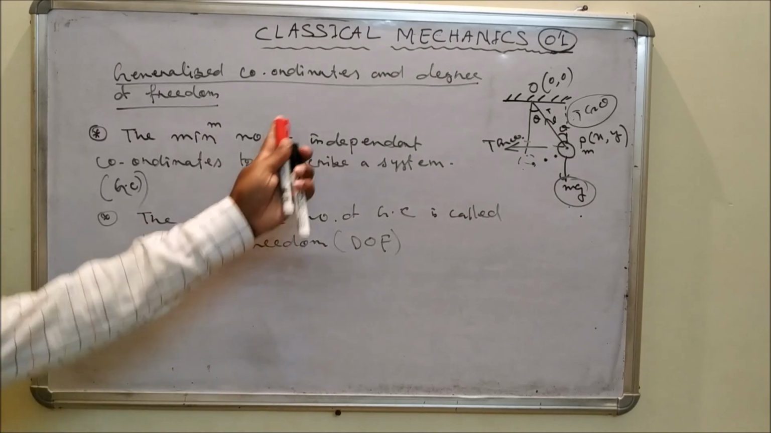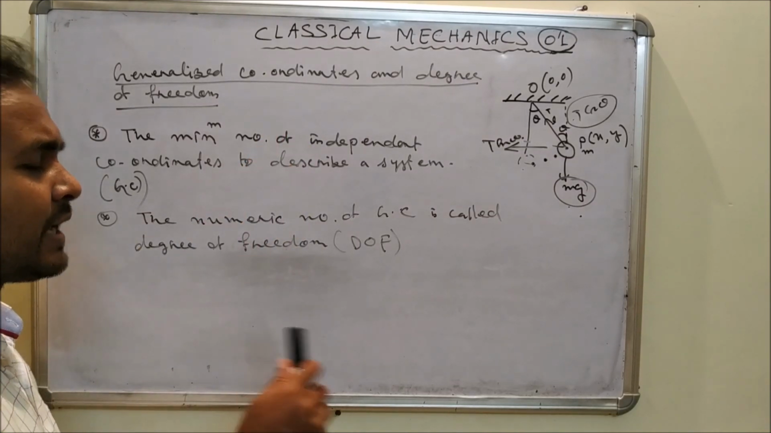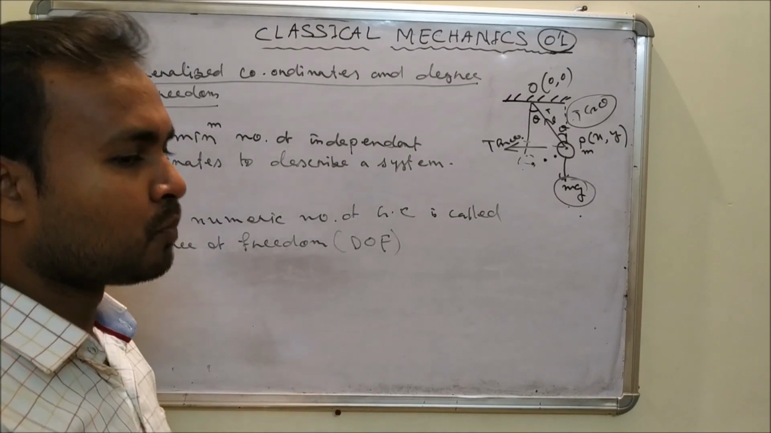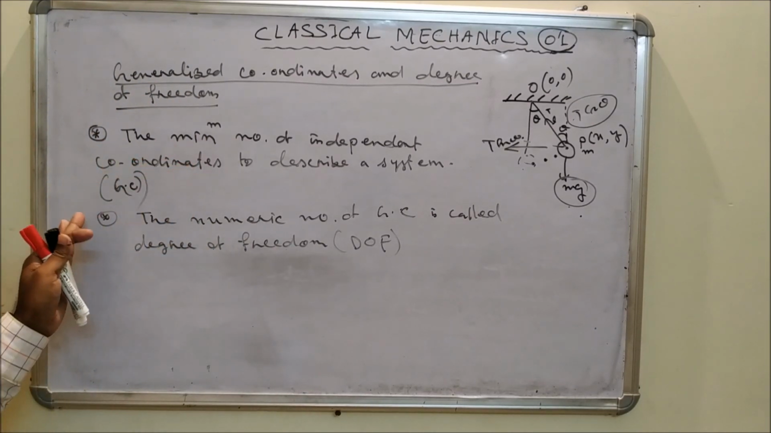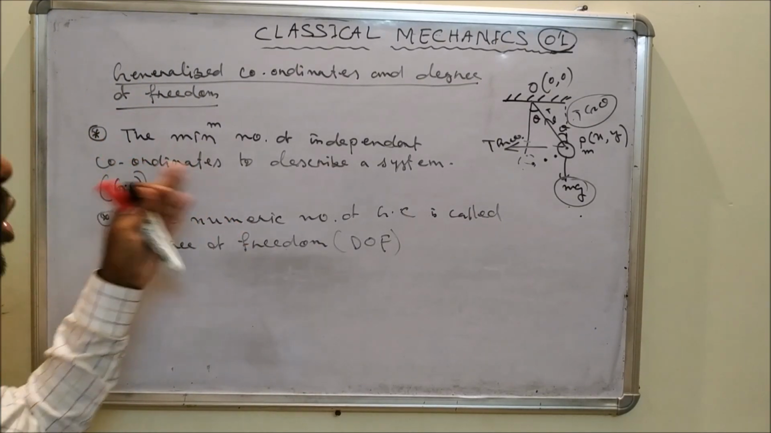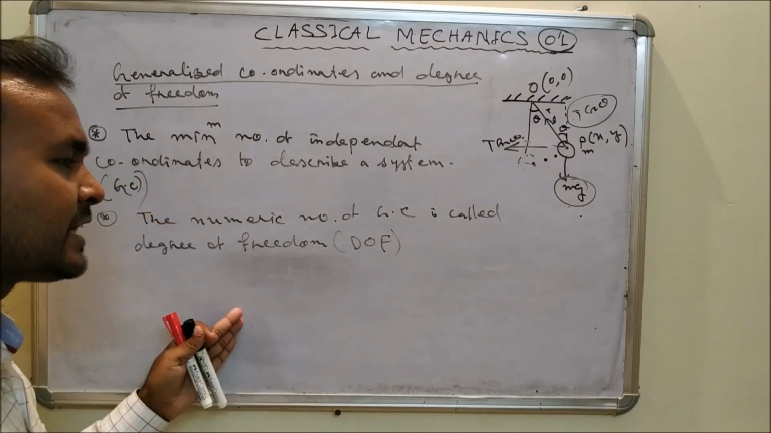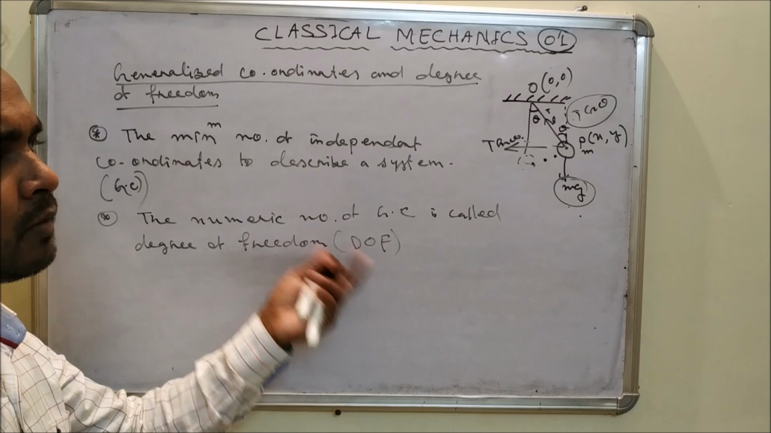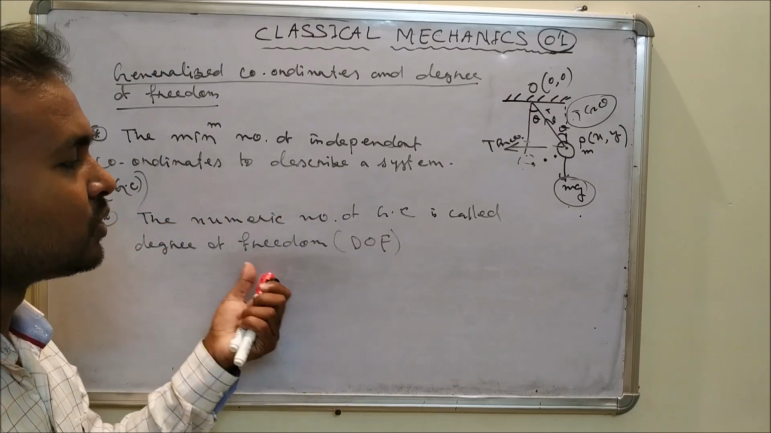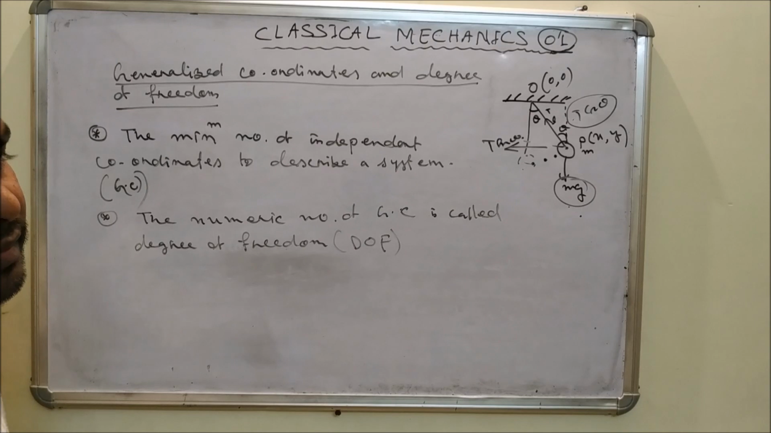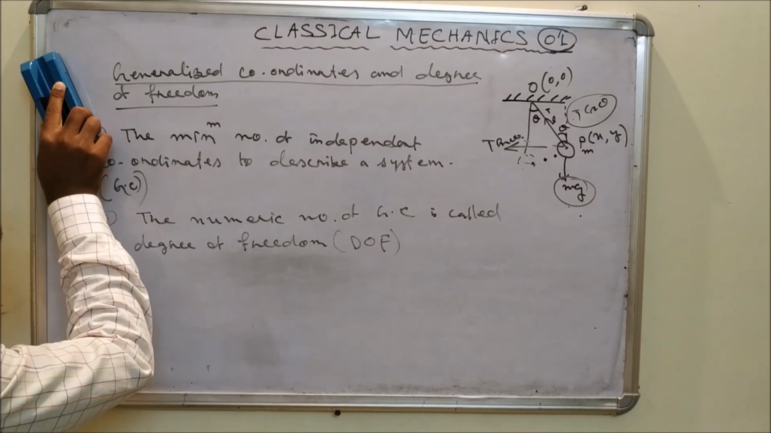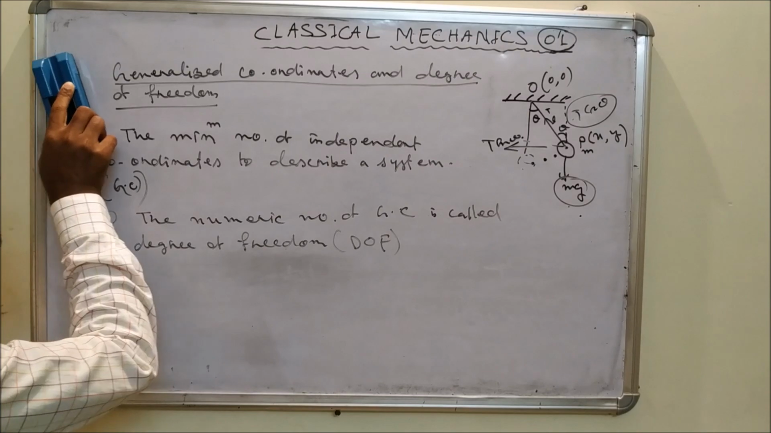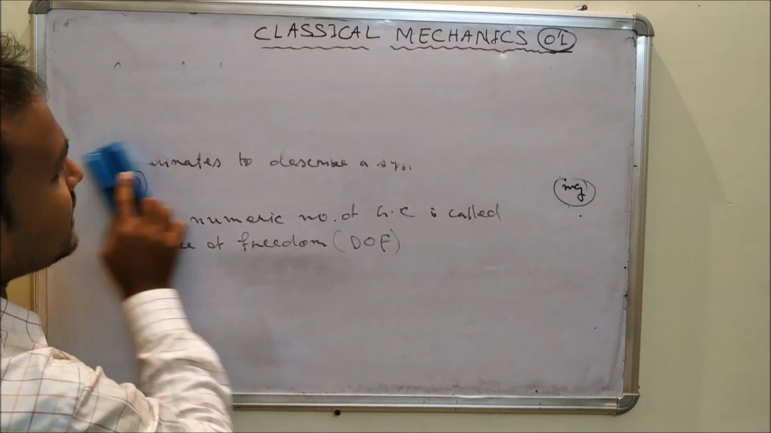In lower classes, you learned it like this: the number of ways of motion is the degree of freedom. Here it is the same thing in different language: the minimum number of independent coordinates to describe a system is called the generalized coordinate, and the numeric number of that generalized coordinate is called your degree of freedom. Clear? Now, how can we find out the degree of freedom for different problems? You got this point? So let us take those cases.